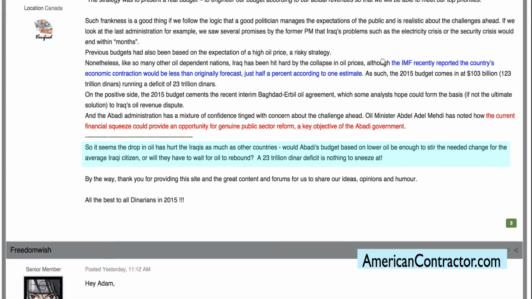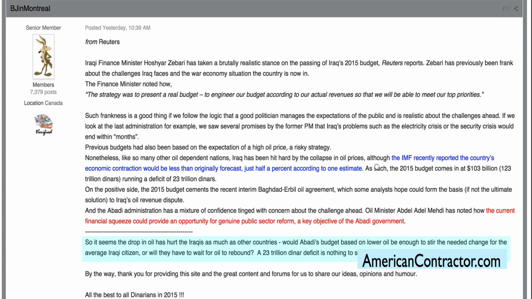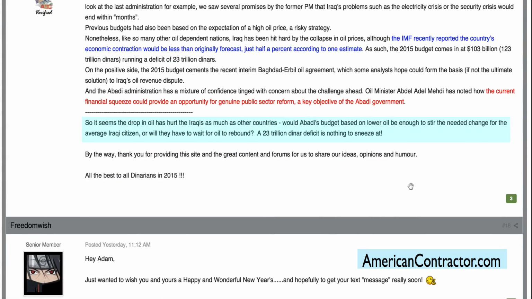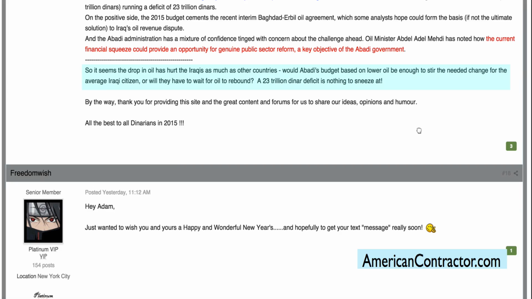Big problem. But let's go to the next question from BJ in Montreal. It seems the drop in oil has hurt the Iraqis as much as other countries. Would a budget based on lower oil be enough to stir the need to change for the average Iraqi citizen? Or will they have to wait for oil to rebound?